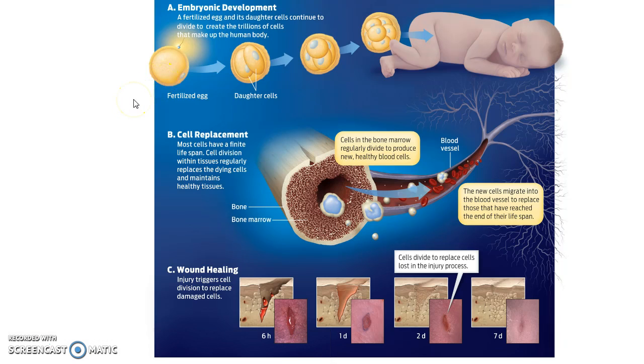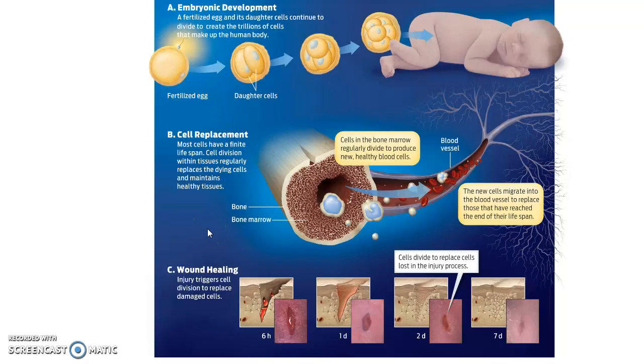The second reason cells divide is for cell replacement. Our body is constantly losing cells. They're either dying or being lost in other ways. So we need to replace them. So cell division helps us replace lost cells.